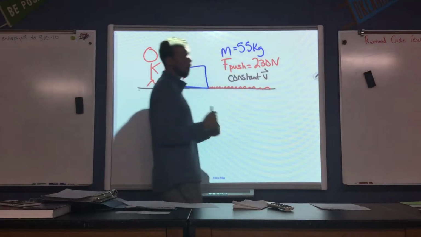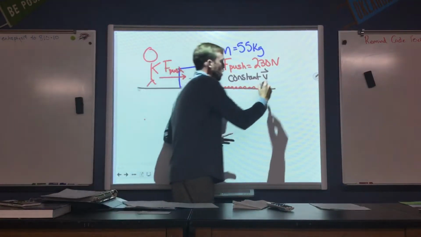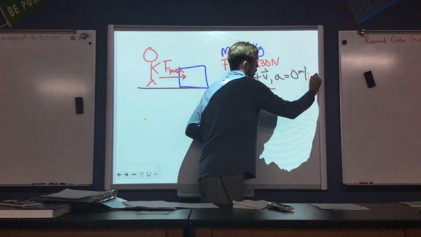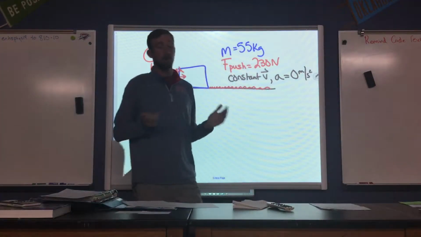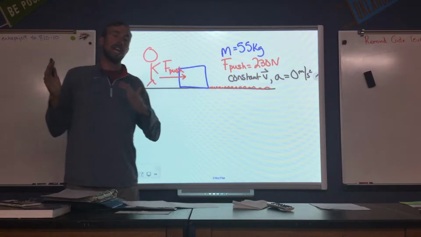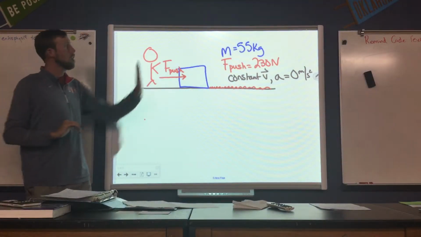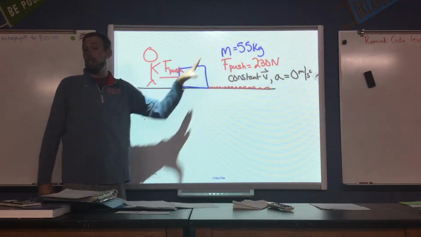Okay? And we're also told that we're going at a constant velocity. That is important because if our velocity is constant, then by definition that means we have no acceleration. We are not speeding up or slowing down. We're still moving, but we're moving at a constant velocity. Okay, so we have a picture, and we've jotted down some of the numerical values that we're given.